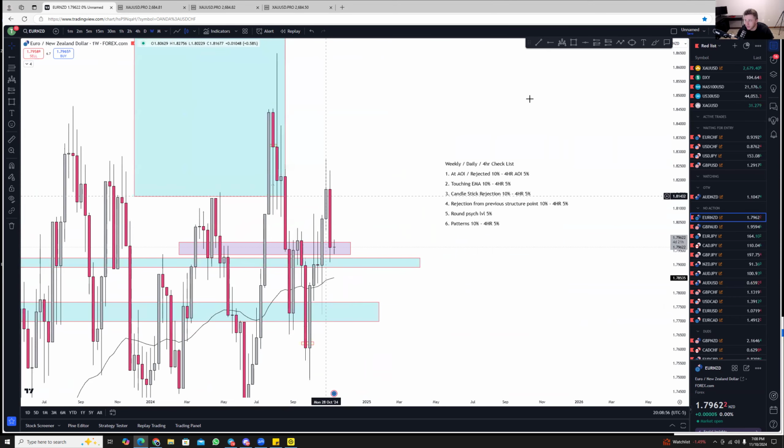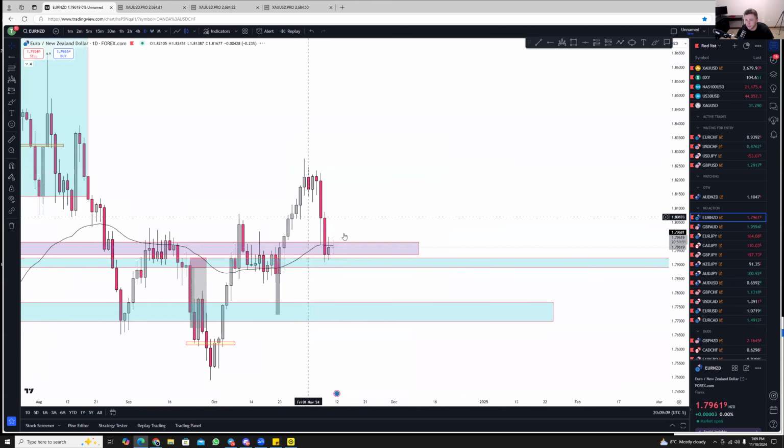Rejection from previous structure point. Well, let's just do the snake. Weekly, boom. 1, 2. Have we rejected that? No, we haven't. We're actually below it. Daily, same thing. If you want to start down here, you can. 1, 2. This one's kind of tricky. It depends on how you look at it because it literally just dumped. Here's your head, here's your first corner, here's your second corner. So no rejection from previous structure point on the daily.